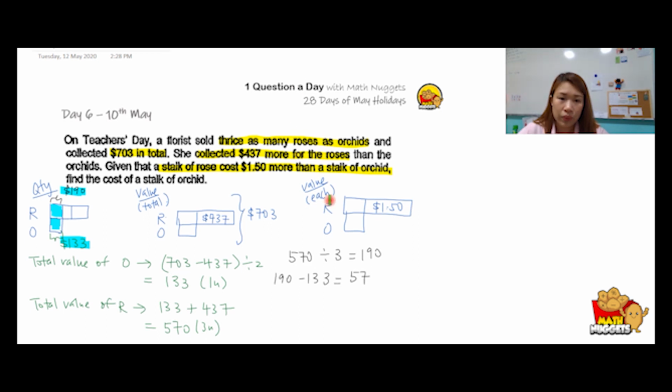We also know that the difference between 1 rose and 1 orchid is 150. So now we actually need to find out the quantity of the flowers inside 1 unit. If the total difference is $57 and the difference of 1 stalk is 150, if we do a division, we get 38. 38 tells us the quantity in 1 unit, which is here. 38 flowers in 1 unit.